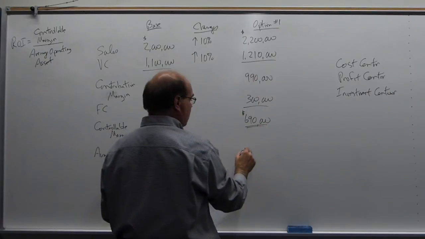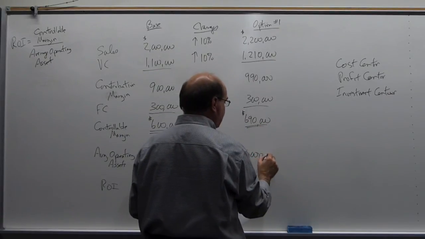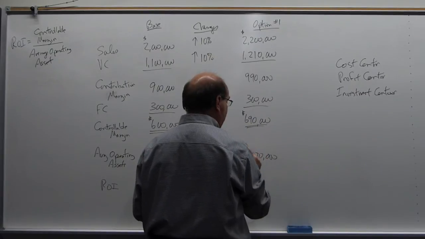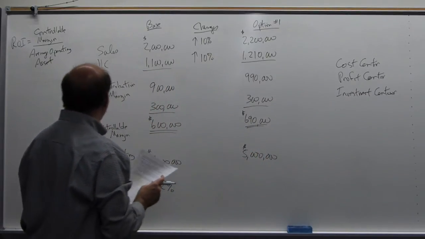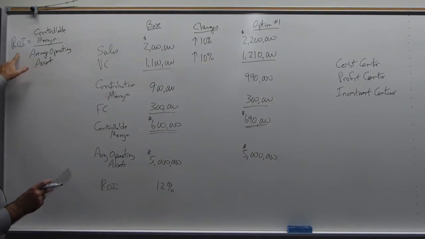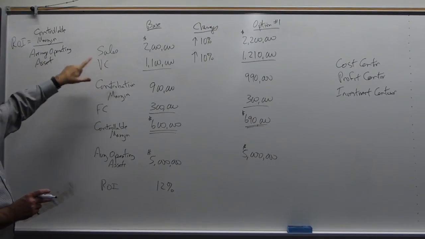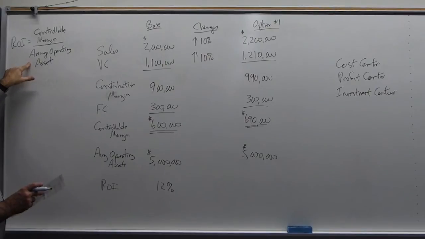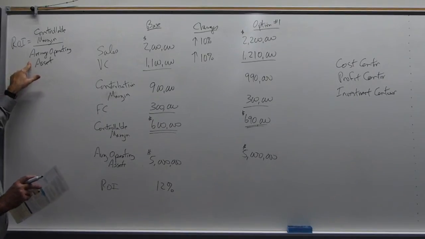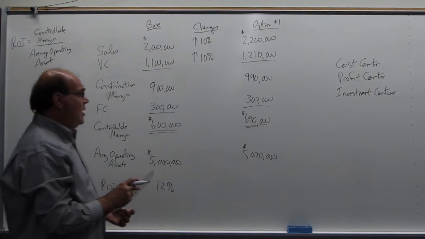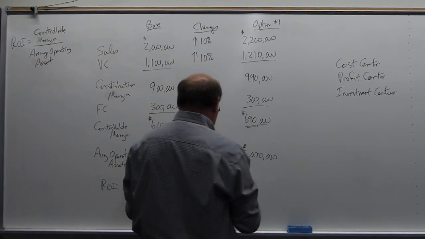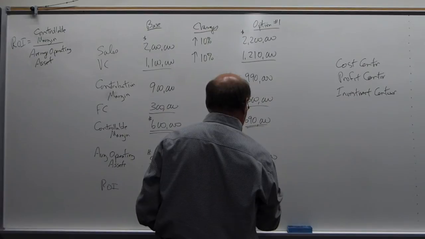I divide that. My operating assets didn't change. I could change my operating assets. By the way, that's how I make this go up, right? I make this number go up by either increasing my numerator, so making my controllable margin go up, or by decreasing my denominator, making my average assets go away. So if you can't increase your controllable margin, what you may think about is, do we need all these assets? Maybe we can get rid of some of these assets. That'll make your ROI go up. But in this case, I do my calculation, and it works out to be 13.8. Okay?